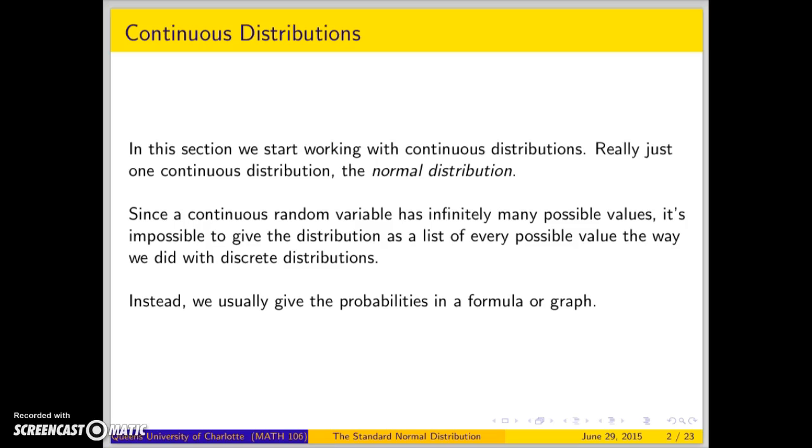about continuous distributions. A continuous random variable has infinitely many possible values. So we cannot list all the values like we did in the discrete distribution. So what we do is give the probabilities in a formula or graph.